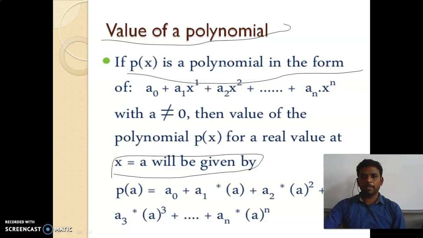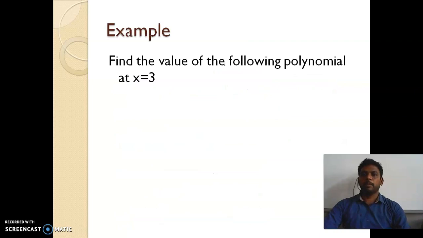Okay, simply, how can we find the value of a polynomial? We can substitute the given value instead of x and evaluate it, and we will get a value. No need to worry about whether it is 0 or not. Whatever it is, that is the value of the given polynomial. Okay. Look at the example.